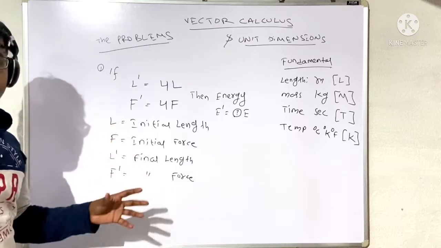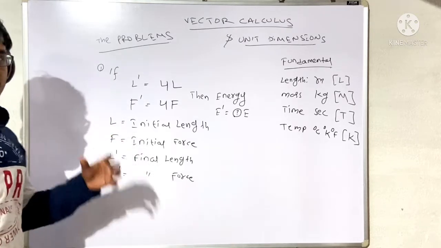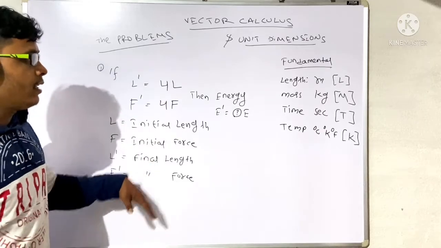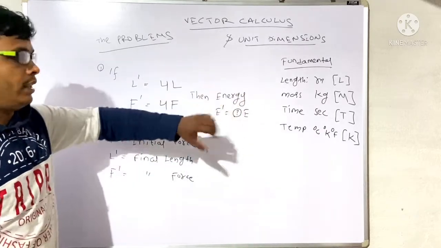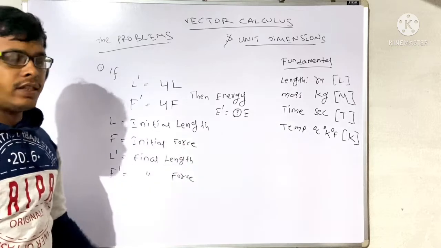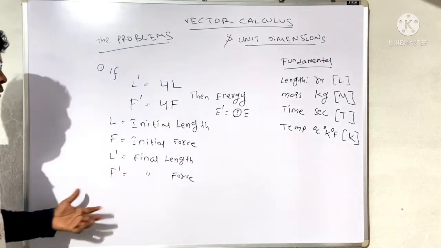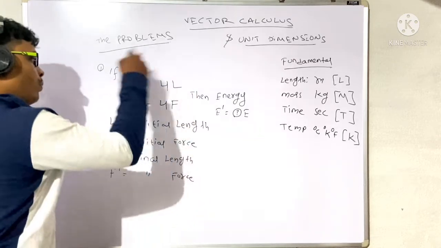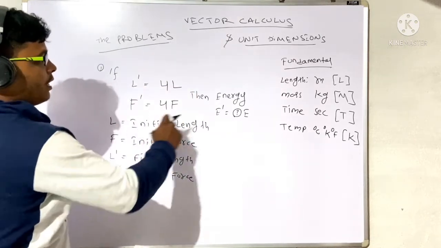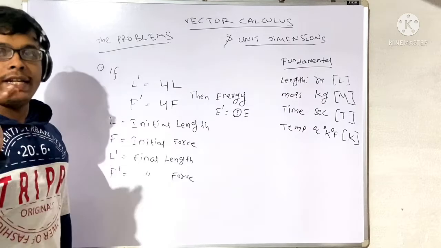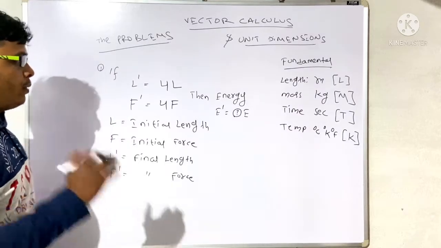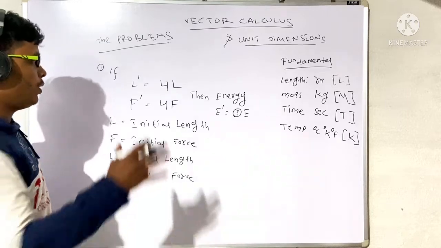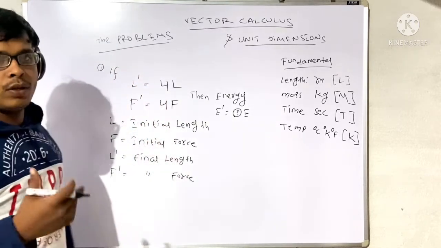If the length and the force on an object increase 4 times of the initial length, then what will be the energy? That is, energy will increase or decrease. So that we will discuss. So the length is increasing 4 times and the force is increasing 4 times. Then energy will increase or decrease. Obviously, we will see how energy behaves with the change of the length and the force.